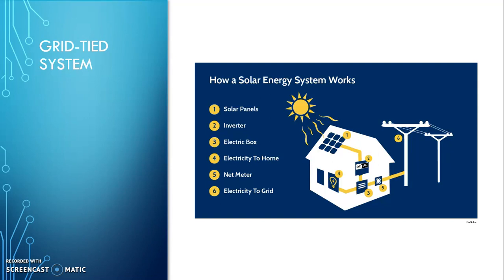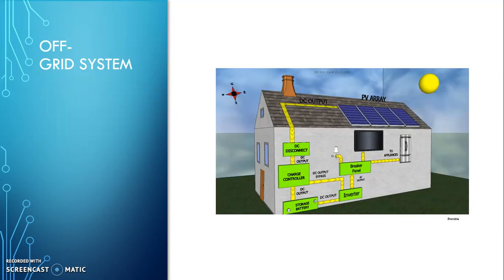From the net meter, everything runs back into the grid and ultimately the power plant. The major drawback to this system is that if the grid goes down, like in a power outage, then the system also loses power.